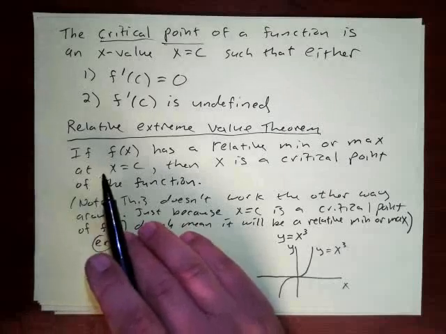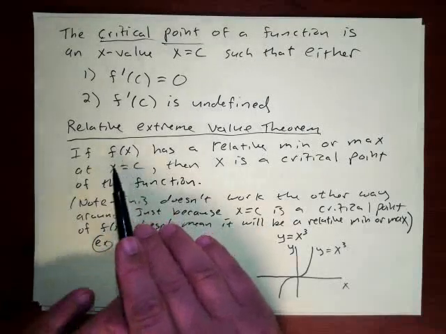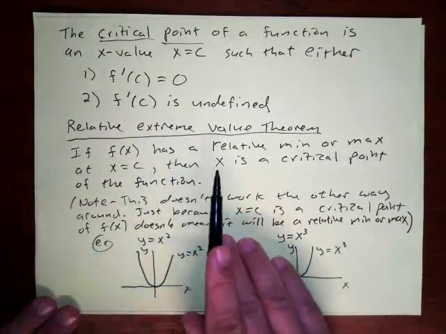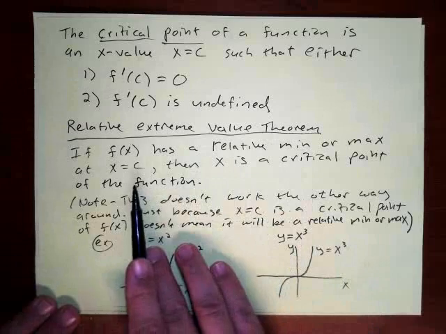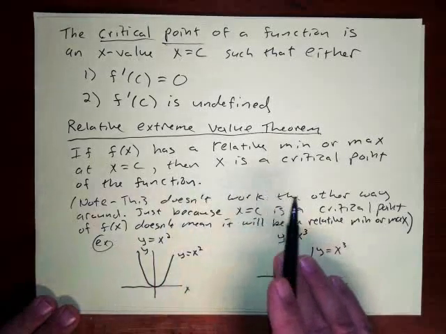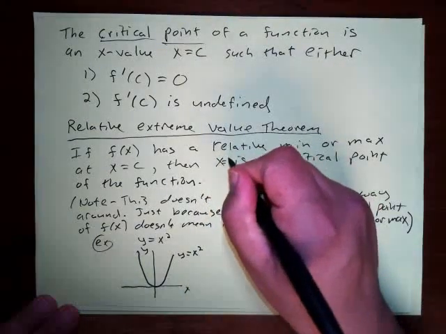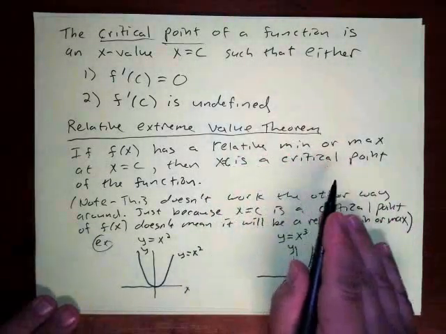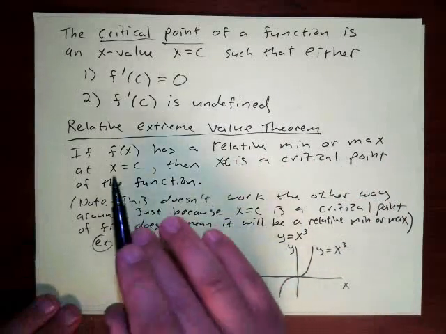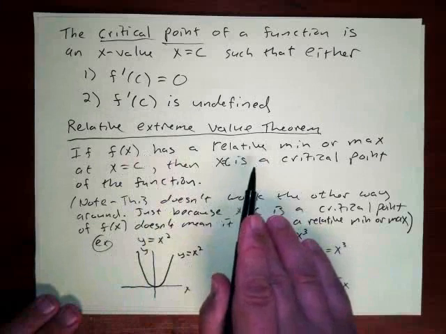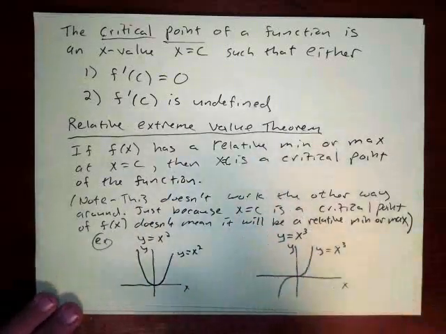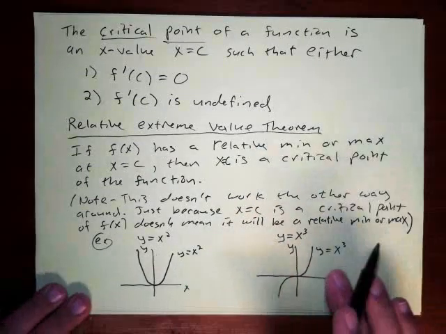You have to pay attention to the conditions. What this says here is if f of x has a relative min or max at x equals c, then x equals c is a critical point of the function. So if it has a relative min or max at a point, then that point is going to be a critical point. Notice it doesn't work the other way around.